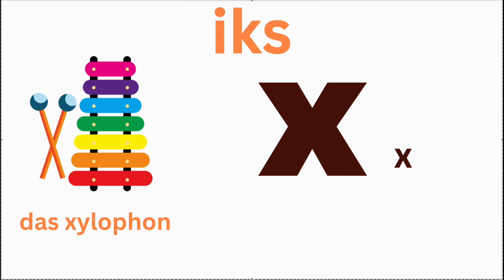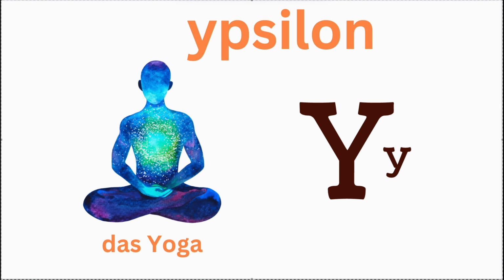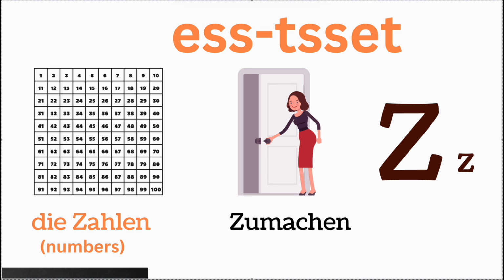X. For example, das Xylophon. Y, Ypsilon. Das Yoga, means yoga. Z. So you have to pronounce it like in two parts together: ts, tset. For example, die Zahlen, zusammen, means together.